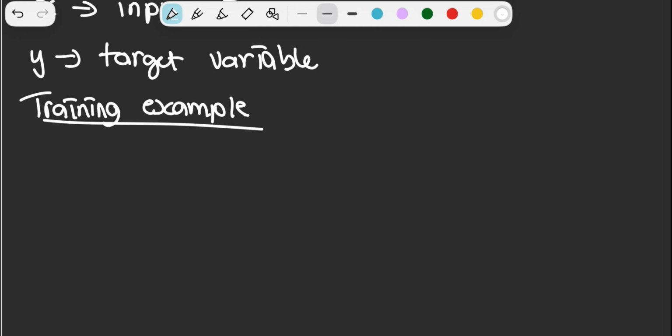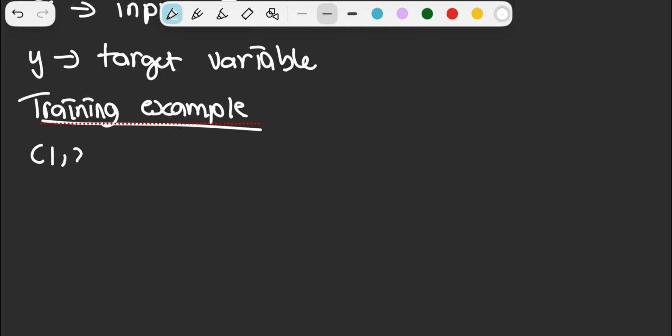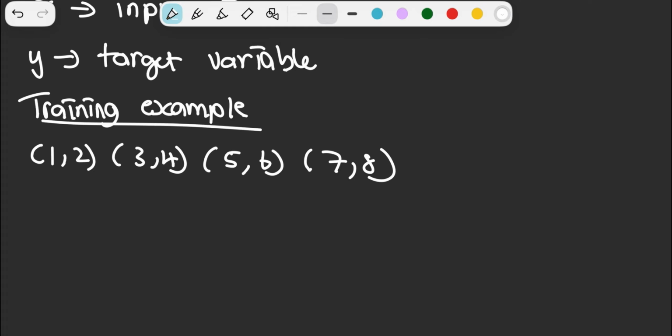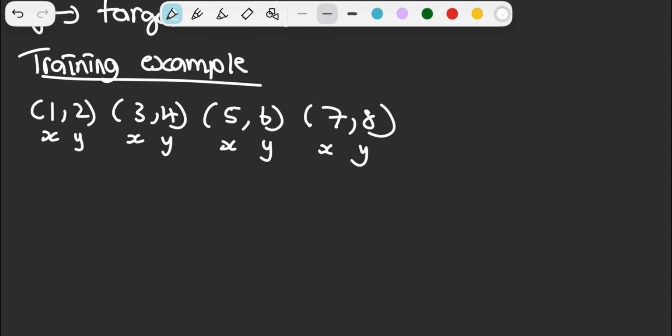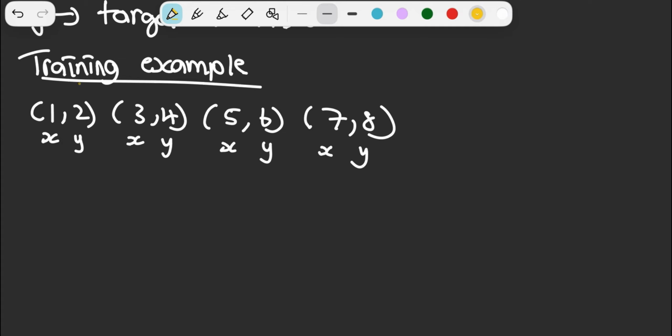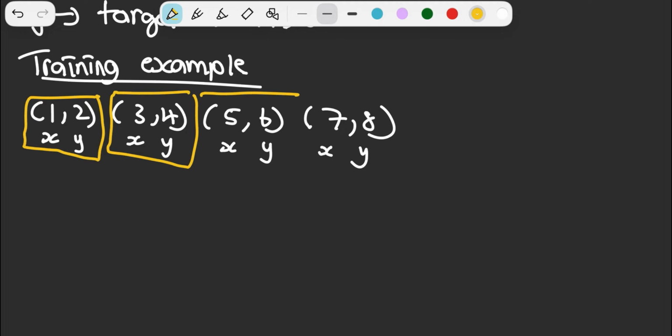So if you want to represent a training example, let's say you have 1 and 2, 3 and 4, 5 and 6, 7 and 8. So these are values of X, values of Y, values of X, values of Y, and so on. Okay. So we can basically say that this is what we call the first training data point. This is the second training data point, the third, the fourth.